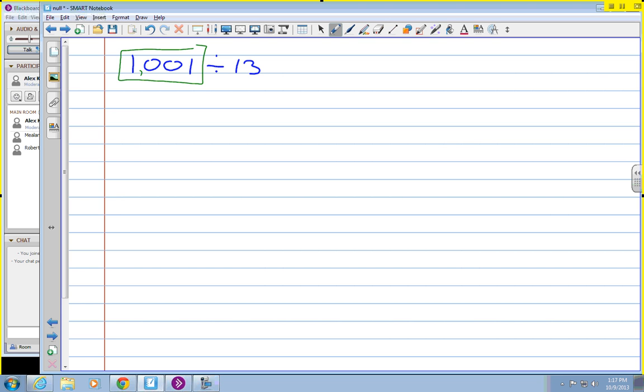Now, we are operating in base 10 when we deal with our numbers. And what this number really means in base 10 is that you have one unit, you have 0 tens, you have 0 hundreds, and you have one of those thousands.